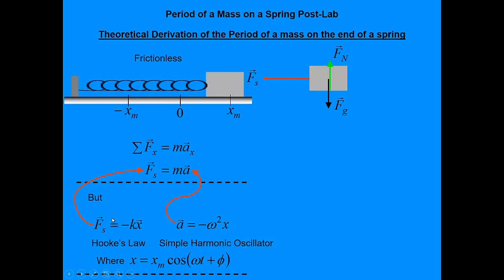Okay? So the force exerted by a spring, substitute here. The acceleration, substitute there. Omega, remember, is the angular frequency, right? And then notice what we get. We get negative kx equals m times negative omega squared x. And what do you notice? The x's cancel. Now remember, again, that's this whole thing here, x sub m cosine of omega t plus phi. That whole thing cancels, right? That includes, if you notice, the amplitude.